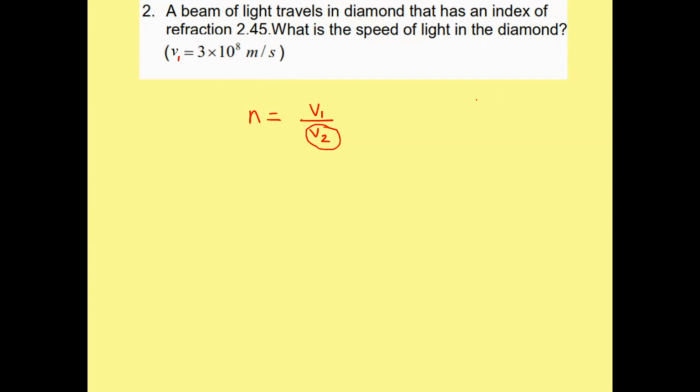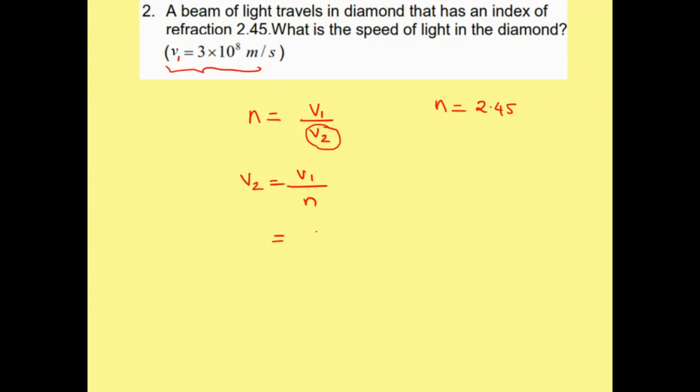And what is given in the question? In the question, they gave the value of the refractive index of the diamond, which is 2.45. Right? So now I'm going to substitute these values in this equation, and for that, first of all we have to rearrange this equation, because we are going to find the value of v2. So v2 equals v1 over n. Here v1 is nothing but the speed of the light in the vacuum, and n is nothing but the refractive index of the diamond material.